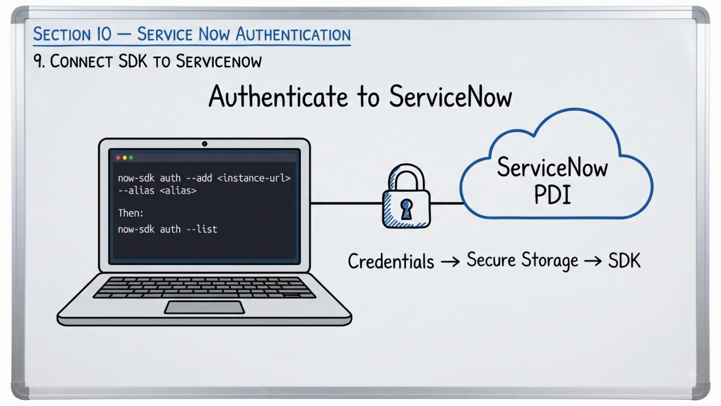Once the SDK CLI is working, the next logical step is authentication. The SDK needs credentials to communicate with a ServiceNow instance. We use the auth command to add credentials and assign an alias. The alias gives us a convenient name that we can use later with SDK commands. We can use now-sdk auth-list to see the configured credentials without exposing passwords. For a real project, use an appropriate authentication method and never put passwords or secrets directly into source code.